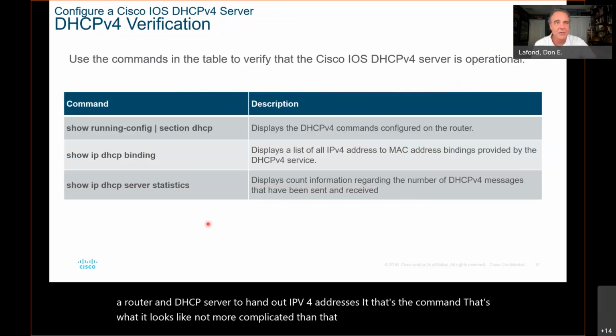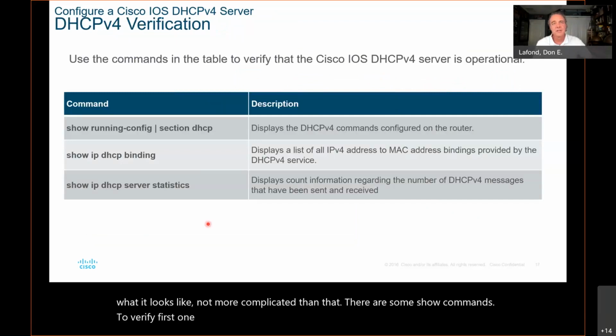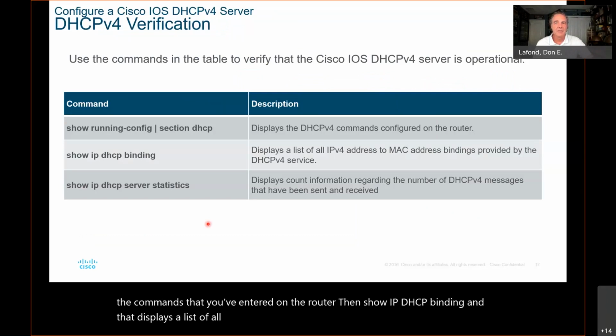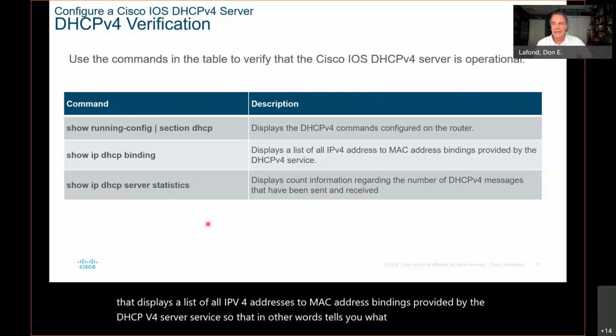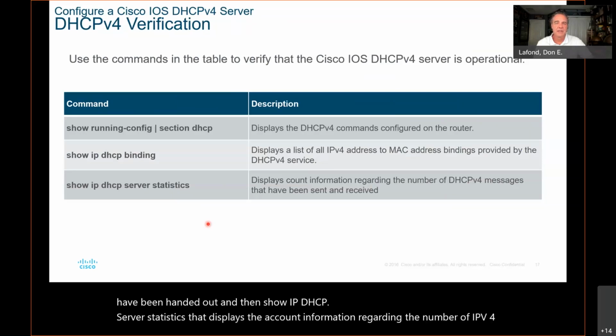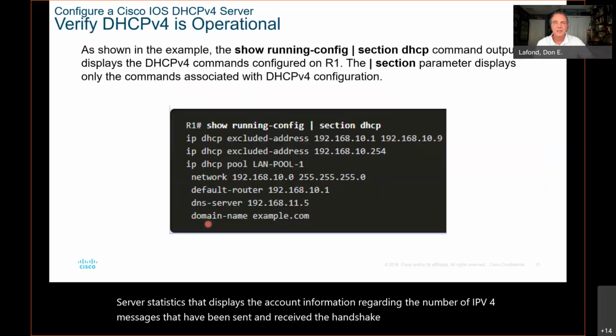There are some show commands to verify. The first one is show running-config, and that displays the commands that you've entered on the router. Then show ip dhcp binding, and that displays a list of all IPv4 address to MAC address bindings provided by the DHCPv4 service. So, in other words, it tells you what IPv4 addresses have been handed out. And then show ip dhcp server statistics. That displays the count information regarding the number of IPv4 messages that have been sent and received, the handshake, if you will. This is what it looks like.